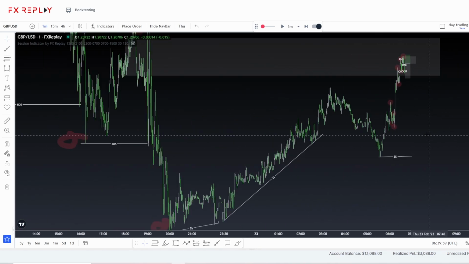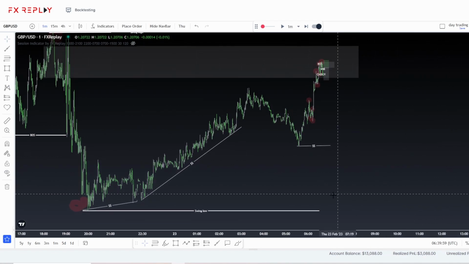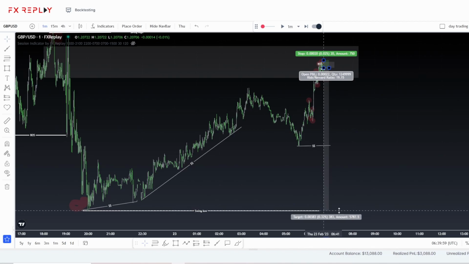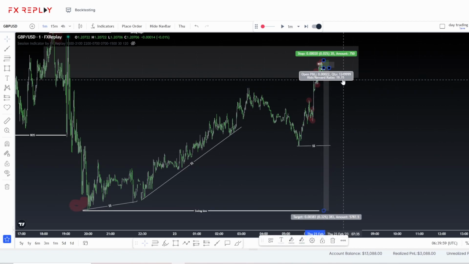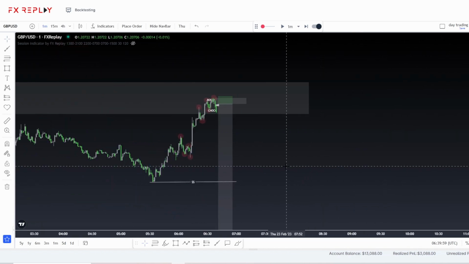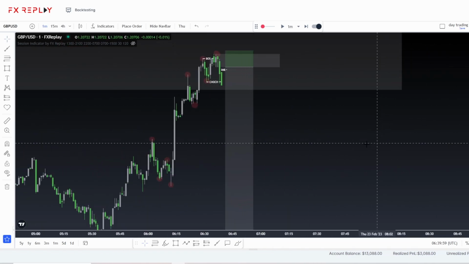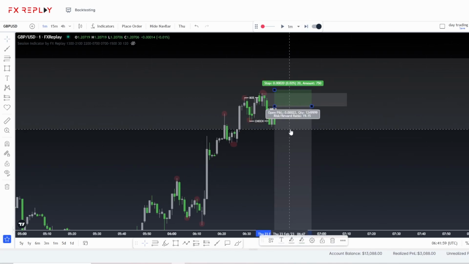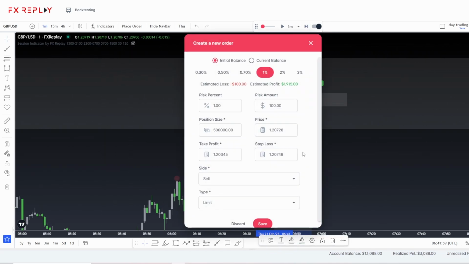And we're targeting this 15-minute swing low right down here, which will give us a 1 to 19.15 risk to reward ratio, 19% profit from a single trade. Let's just place the order.